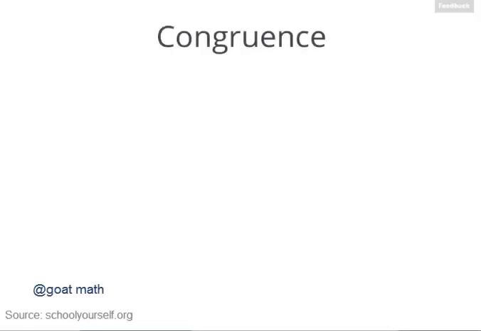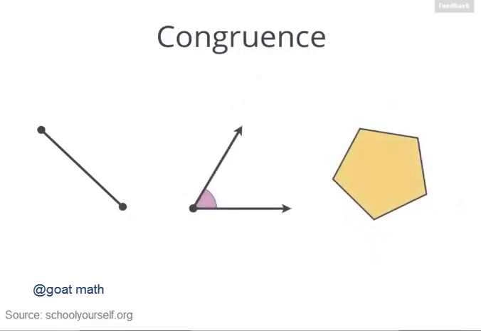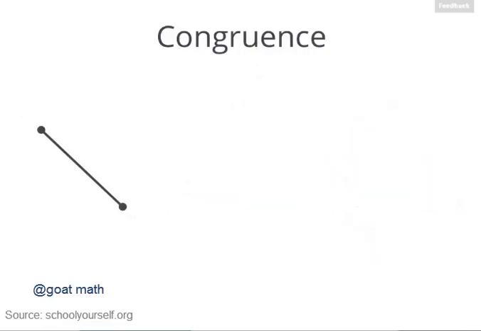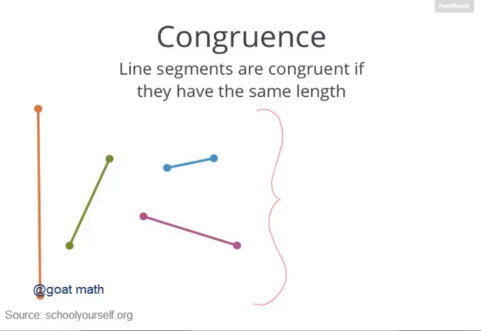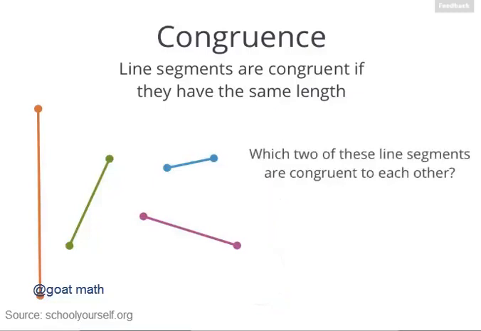In this lesson, we'll introduce congruence and what it means when we say that line segments, angles, and shapes are congruent. Let's start off with line segments. Line segments are congruent if they have the same length. So take a look at these four line segments over here. Which two of these are congruent to each other? Right, these two line segments are congruent because they have the same length.